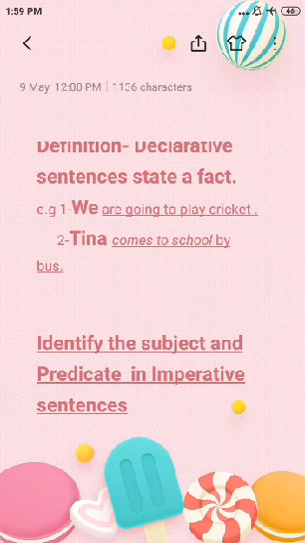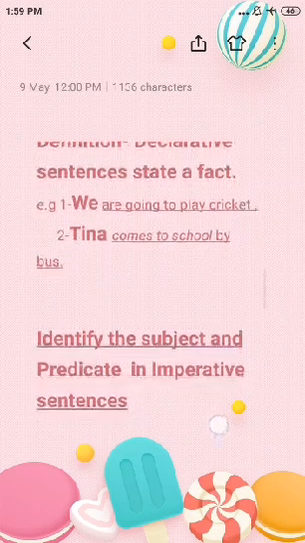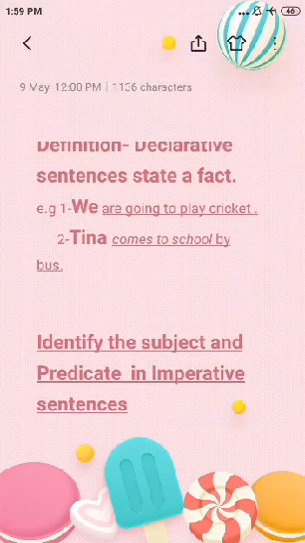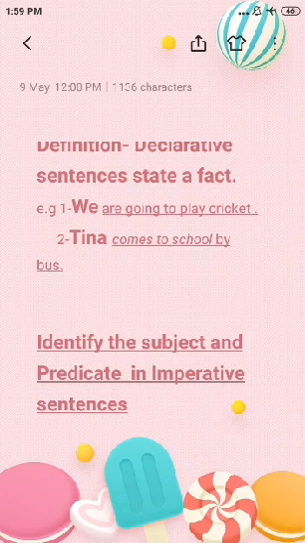Look at the second sentence. Tina comes to school by bus. So here whom are we talking about? We are talking about Tina. That is the subject of the sentence, and the rest part is predicate, as it is giving information about the subject. That means the underlined part is the predicate.